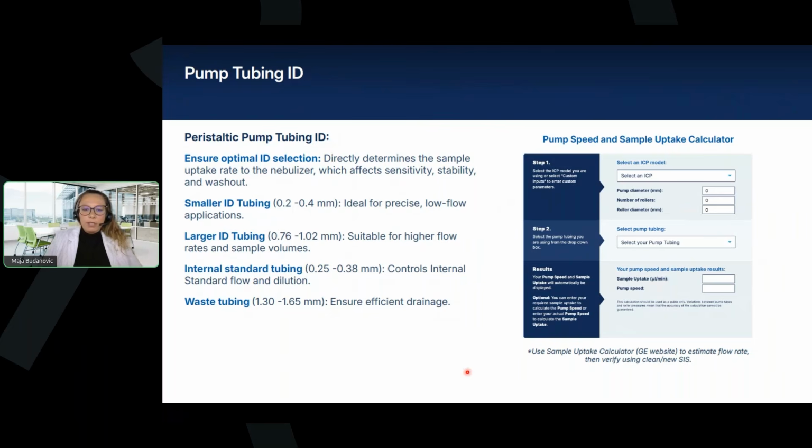Another factor to consider here is the pump speed. The combination of the pump tubing ID and the pump speed determines your actual sample uptake rate. So these two parameters should be optimized together. And to support this, you can visit the sample uptake calculator on our website, which can be used to estimate your flow rates based on your tubing selection and the pump conditions.